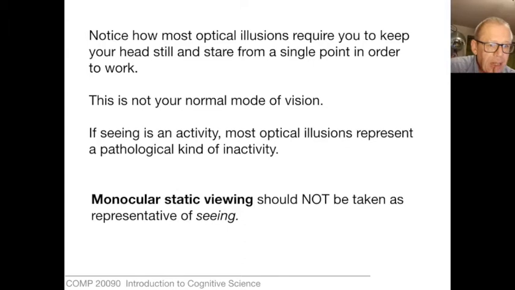And we noted in the last video how most optical illusions require you to keep your head still and to stare from a single point, often at a fixation cross. This is one of the means by which they work. So an optical illusion rests on a kind of pathological stillness, of inactivity. So as powerful as photographs are, monocular static viewing should not be taken as representative of seeing.